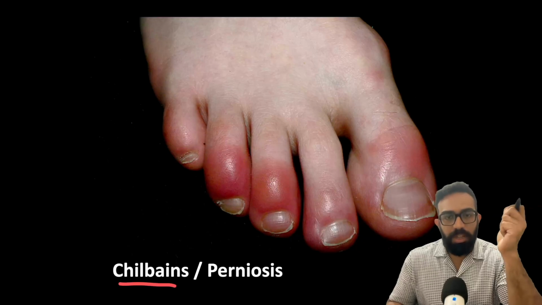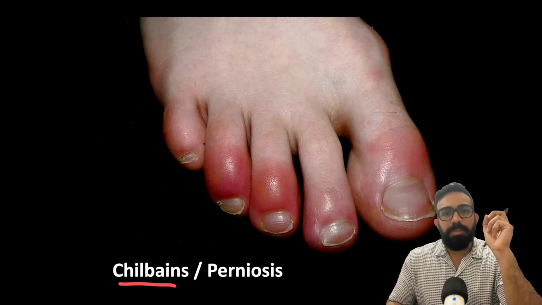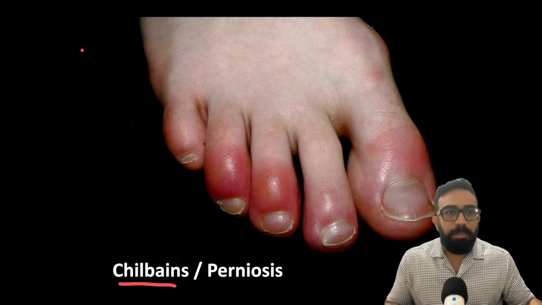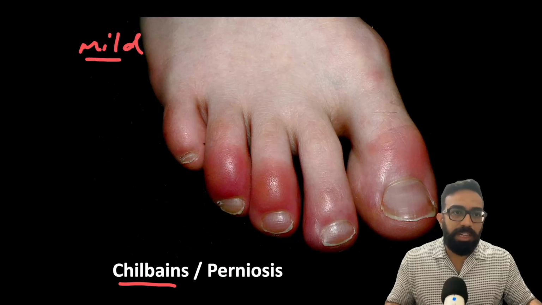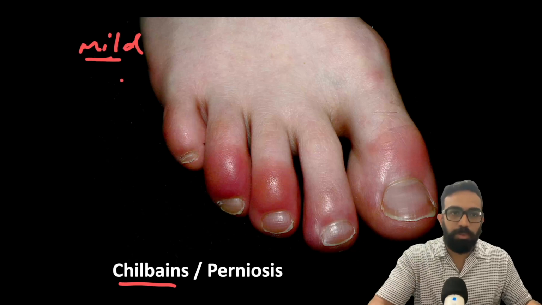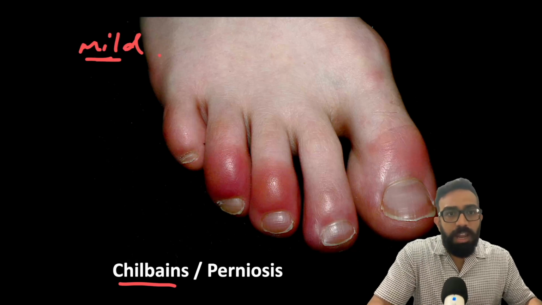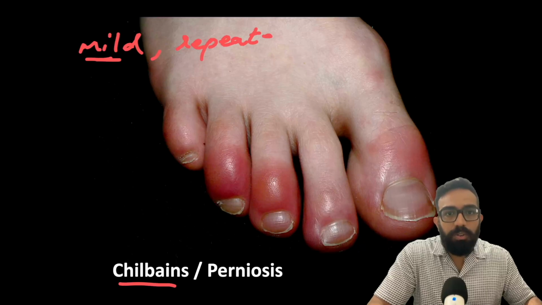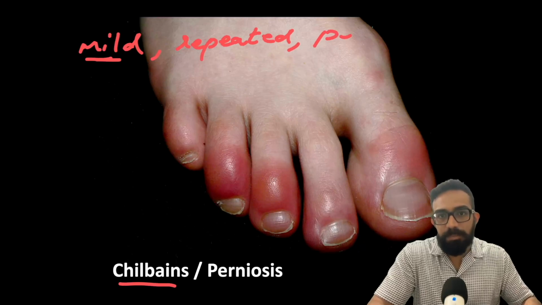Chilblains are reddish, purple violaceous lesions, as you can see. They are painful, but what a student should know is why they happen. They happen whenever there is mild exposure to cold. By mild, I don't mean a little bit mild, I mean non-freezing. Not exactly freezing cold exposure, but a little bit of cold exposure, and this is generally repeated and also persistent.